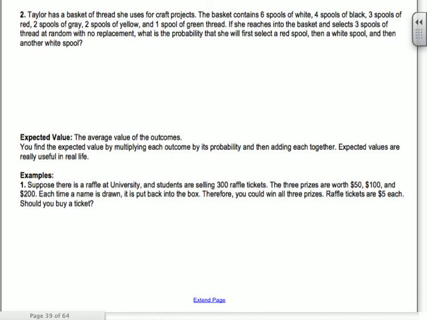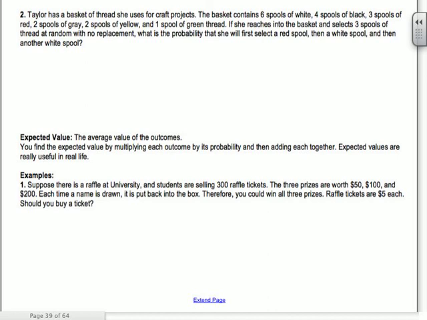Okay, the basket contains 6 spools of white, 4 spools of black, 3 spools of red, 2 spools of gray, 2 spools of yellow, and 1 spool of green. If she reaches into the basket and selects 3 spools of thread at random with no replacement, so she's not going to put it back, what's the probability that she will first select a red spool, then a white spool, then another white spool? It's going to be an interesting table.